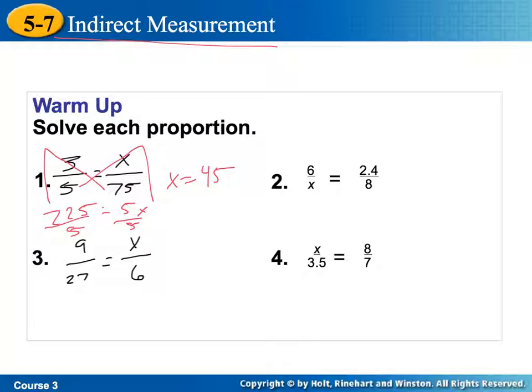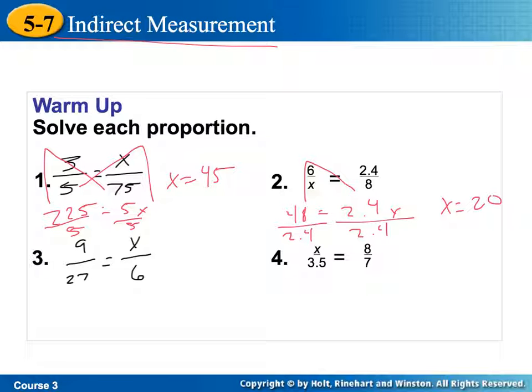Number 2, again, cross multiply all the way across. When you do this, you get 48 is equal to 2.4x. Then you have to take 48 and divide by 2.4. What do you do when you divide by 2.4 on each side? Your answer, x equals 20.